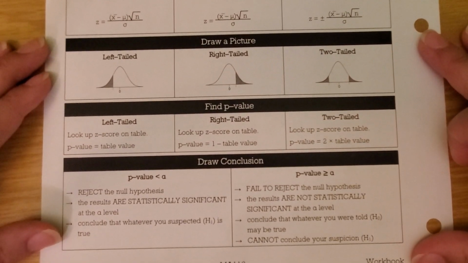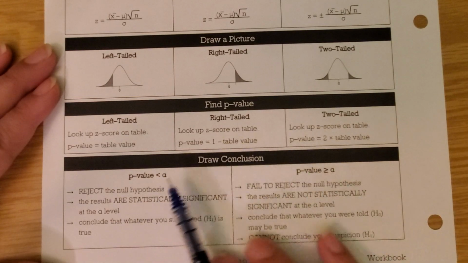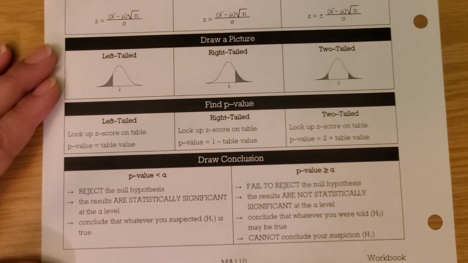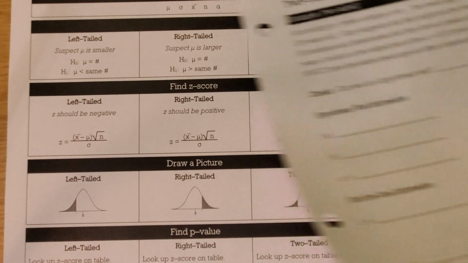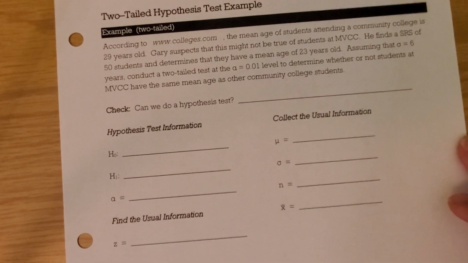Then at the very end, you draw your conclusion, and we had this in a previous video when we talked about drawing conclusions for hypothesis tests. So you compare your p-value to alpha, and then you decide whether you reject or fail to reject, whether results are significant or not, and then what you can conclude. So let's go ahead and walk through our two-tailed hypothesis test example.